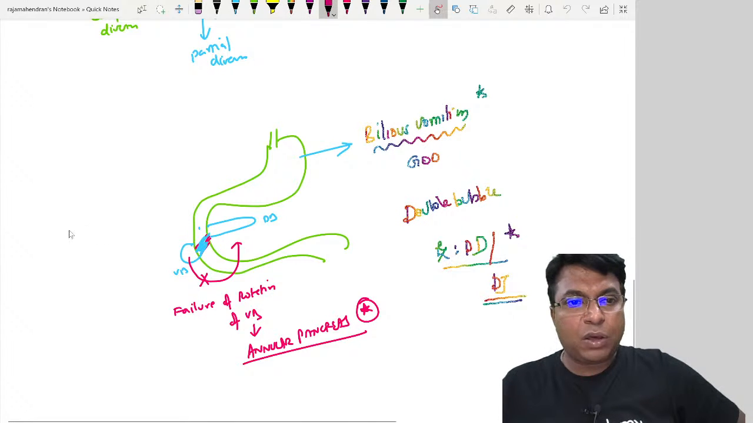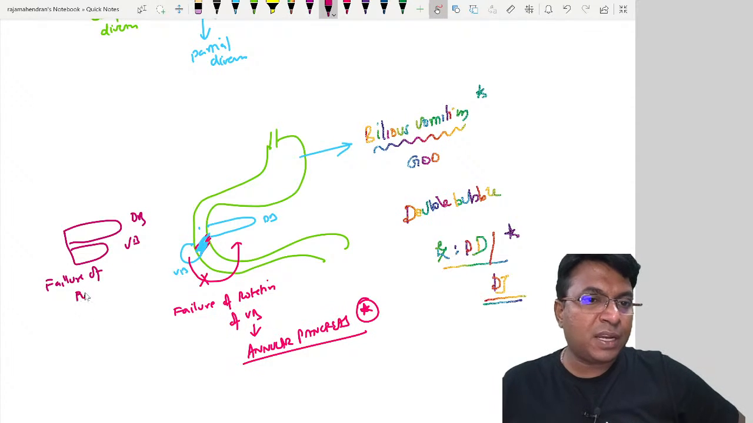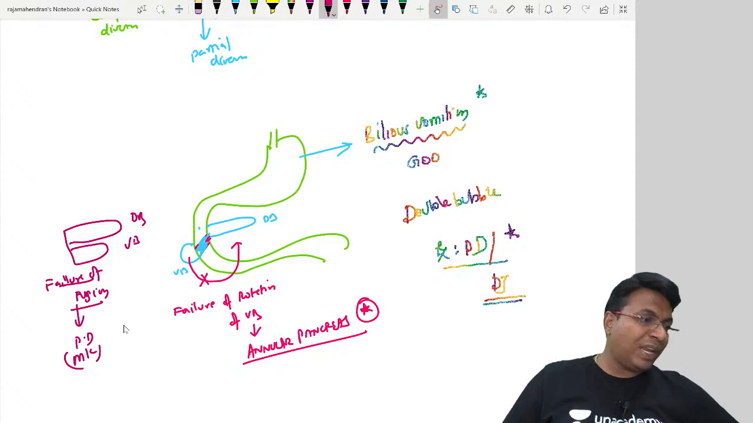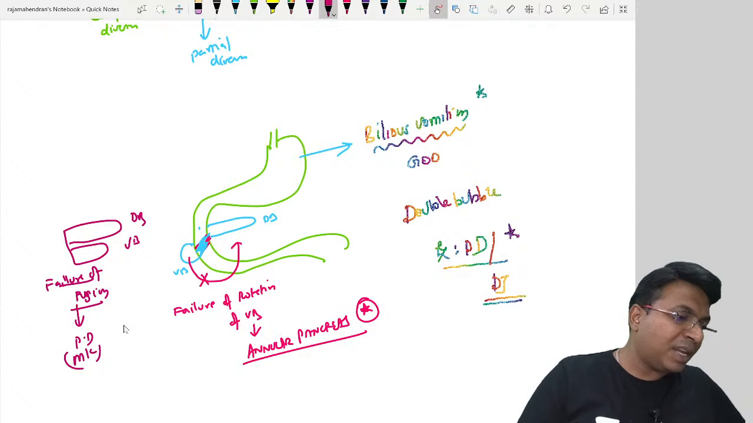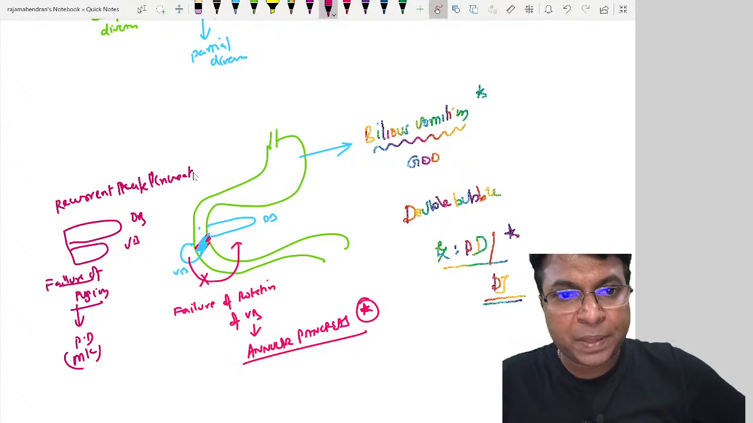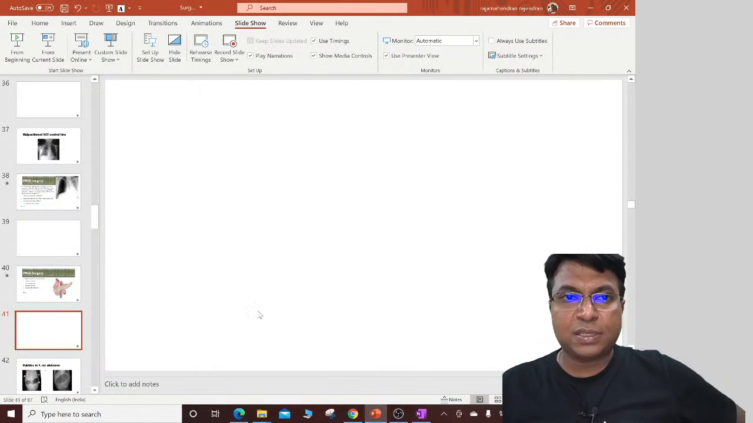In the same pathology, what happens here? The ventral bud rotates and comes here, but does not fuse with the dorsal bud. This is the dorsal bud, this is the ventral bud. Failure of fusion is known as pancreas divisum. This is more common than annular pancreas. They present with recurrent acute pancreatitis. Please remember, those cases present to you with recurrent acute pancreatitis. Most important point for your exams. So please don't forget this question.